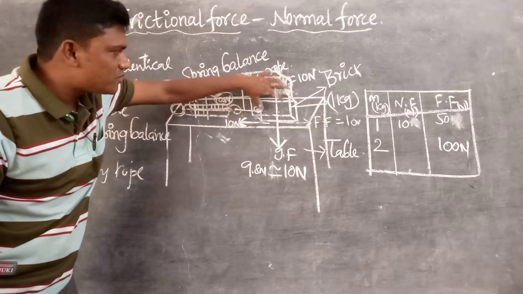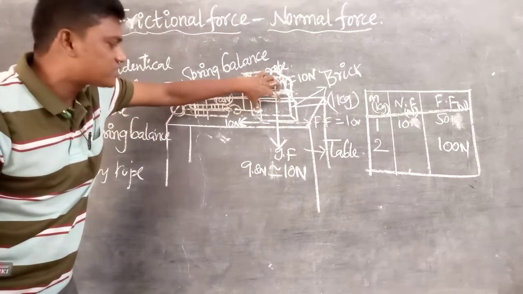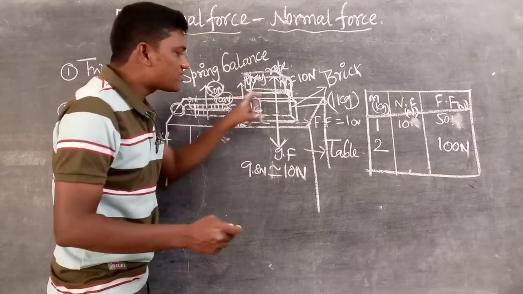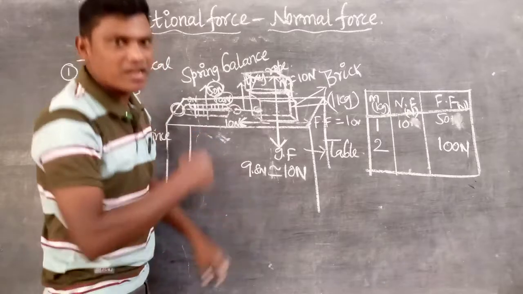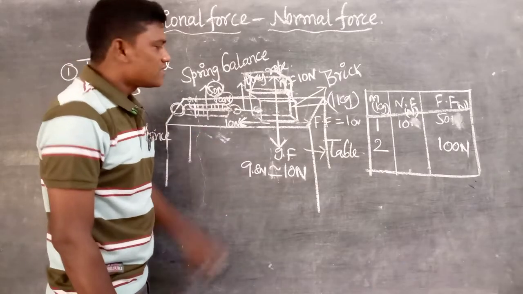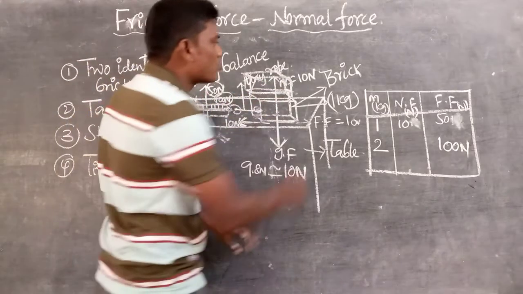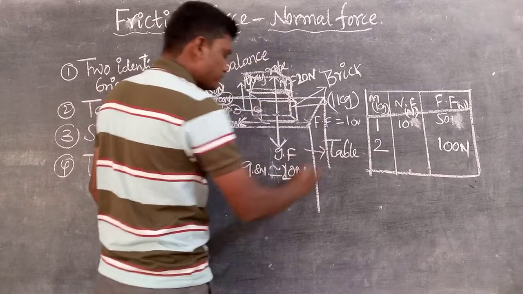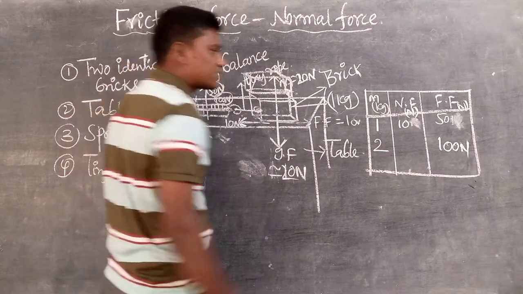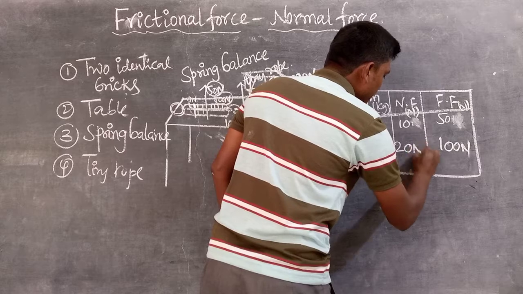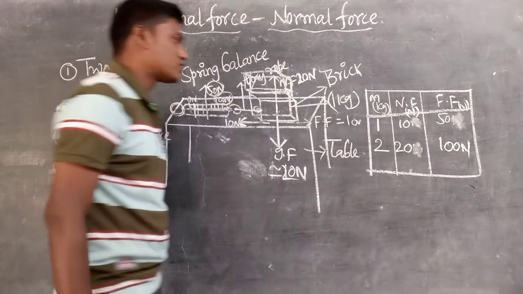Each brick is 1 kg, so how many bricks do you place here? 2 bricks. That's why 2 bricks means, on each brick, how much force is acting vertically downward? 10 Newton. So 2 bricks means 20 Newton downward, and 20 Newton upward. That's why here it is 20 Newton of normal force.